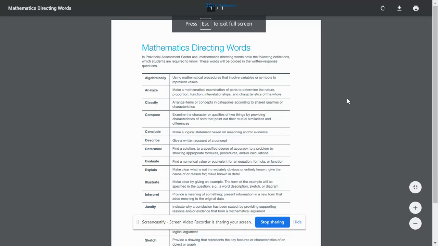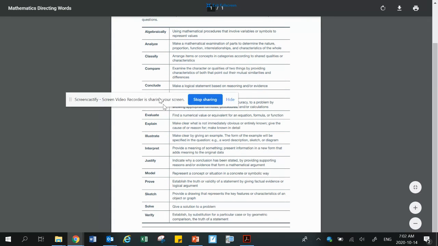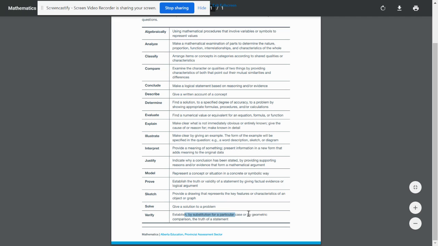So this is a sheet that in my class we've referred to a few times, but verify is one of the mathematics directing words we have. It says establish by substitution for a particular case or by geometric comparison the truth of a statement. Okay. All right. So establish by substitution. In other words, what this means is we have to substitute values for a particular case.